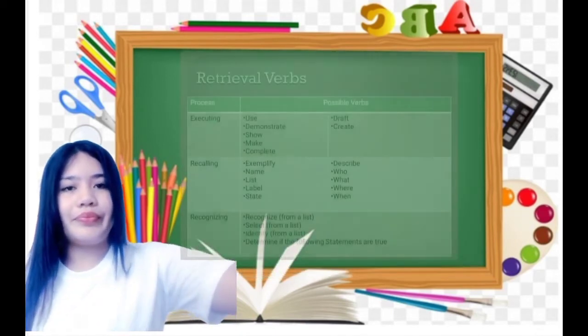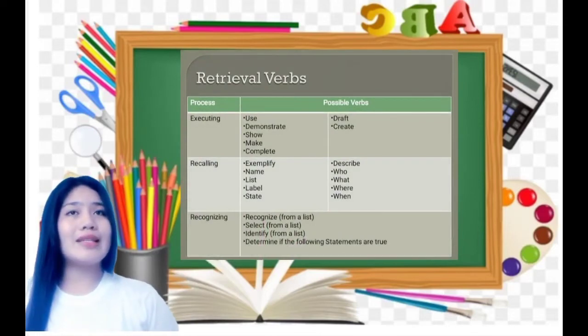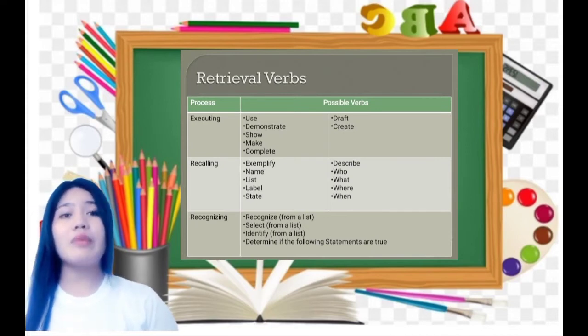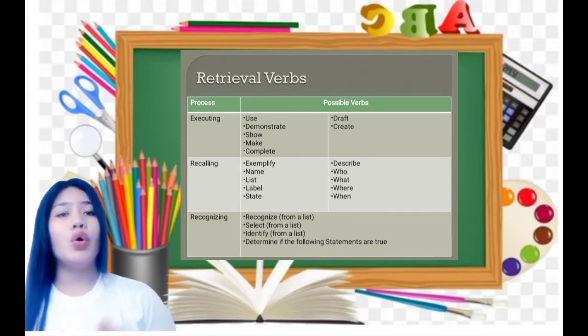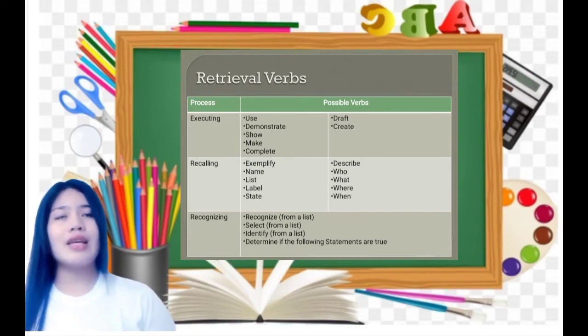I have here some possible verbs of retrieval. In executing, the possible verbs are use, demonstrate, show, make, complete, draft, and create. And in recalling, these are exemplify, name, list, label, state, describe, who, what, where, and when. And in recognizing, it uses recognize from a list, select from a list, identify from a list, and determine if the following statements are true.